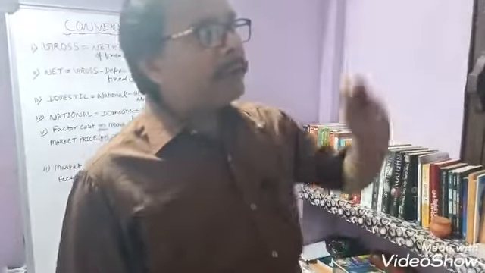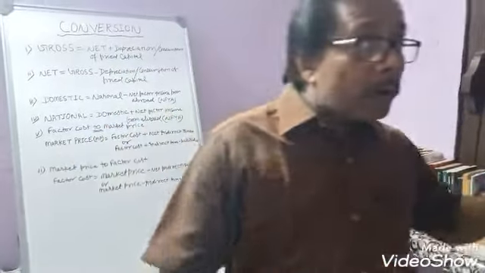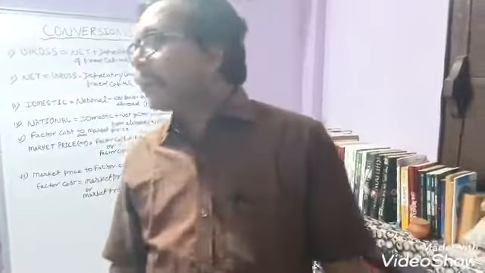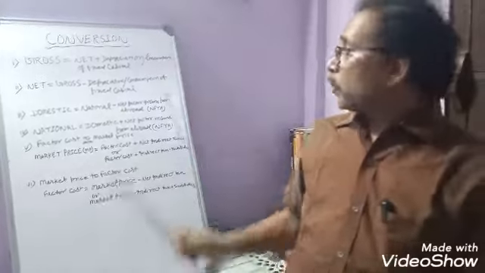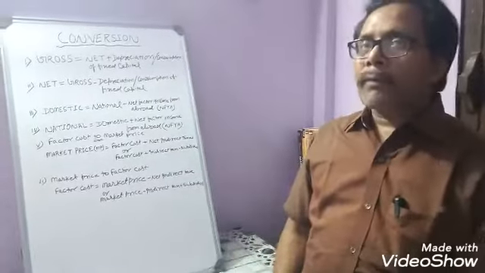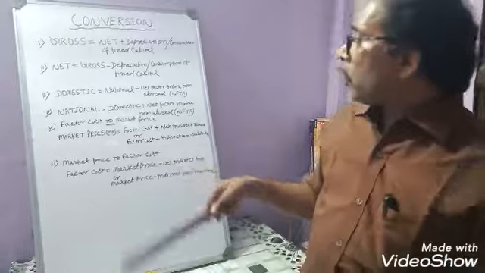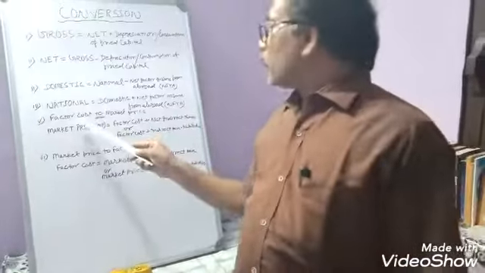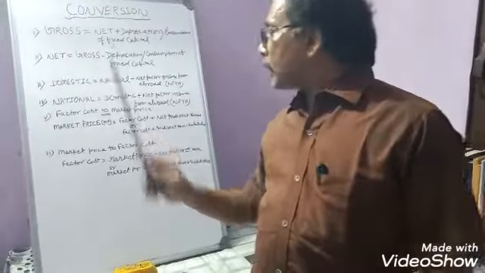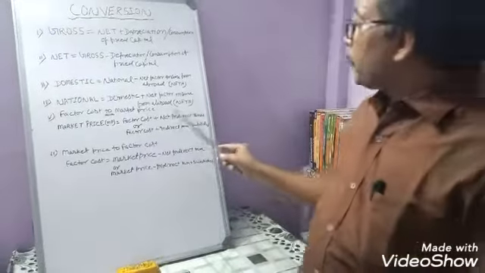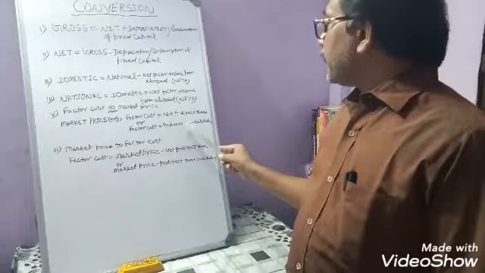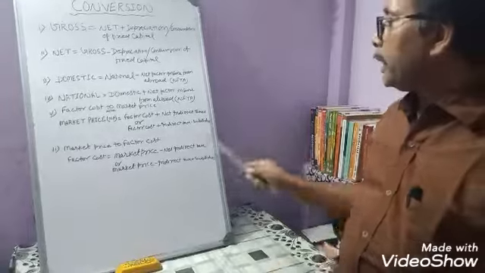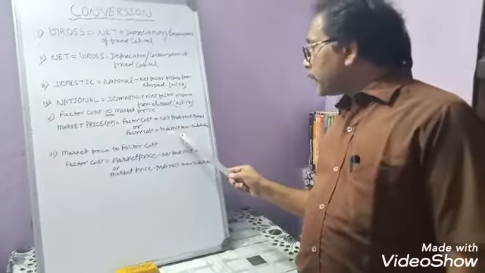But in case of factor income, there are four factors of production, and the reward for them is known as factor income. For example, I am working in Tata Steel, and for that work I am getting a salary or wages. So wages and salary will come under factor income. So factor income is the reward of factor services.